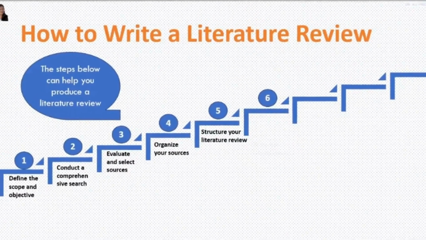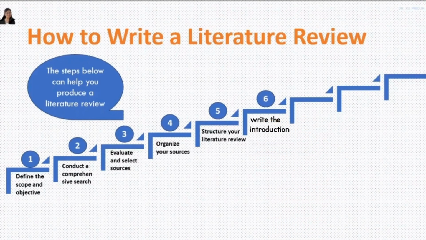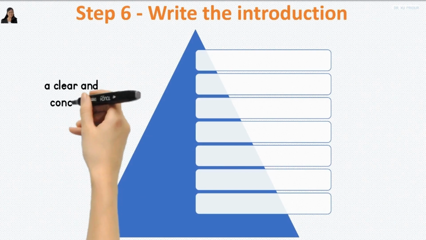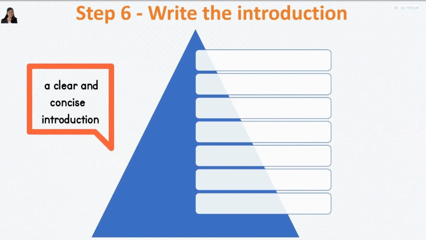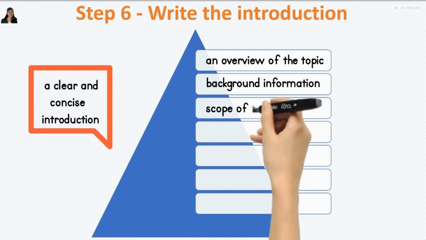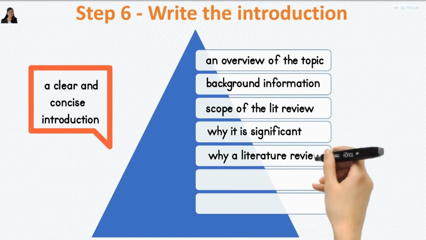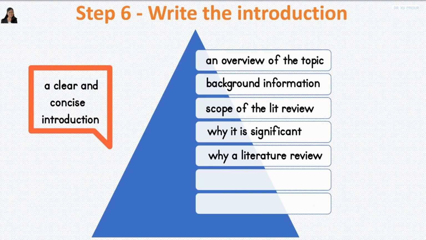Next, the following step, the 6th step, is to write the introduction. Start your literature review by writing a clear and concise introduction. This section should provide an overview of the topic, background information, and scope of the literature review, explaining why it is significant and why a literature review is necessary. Additionally, clearly state the purpose of your literature review, which could be to identify research gaps or critically analyze existing literature. Finally, it is also a good idea to provide an organization of your literature review chapter to help readers understand your ideas.